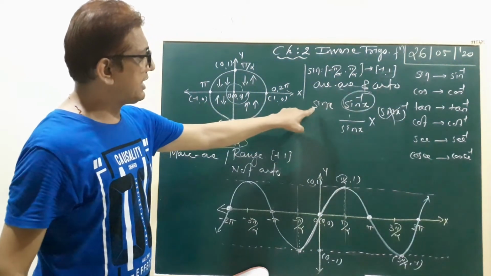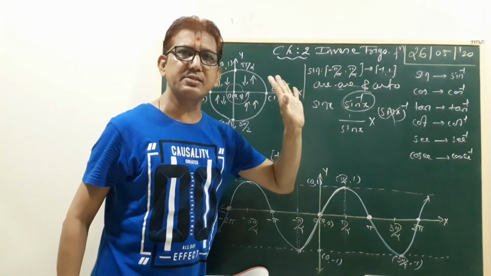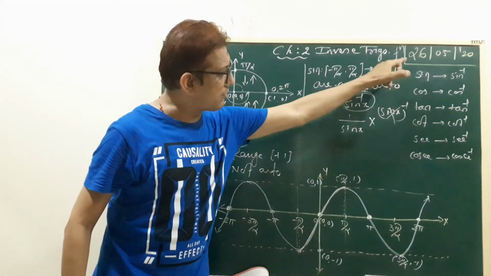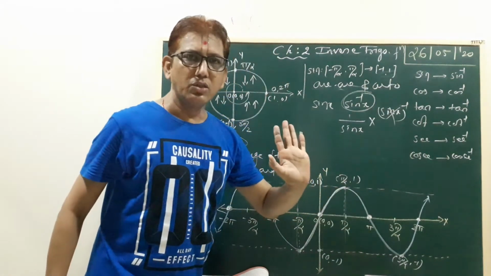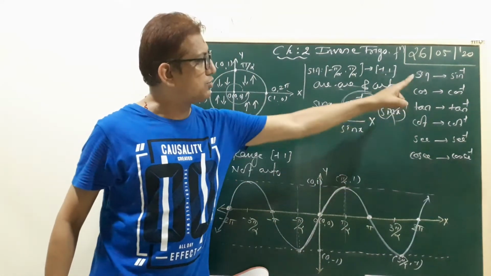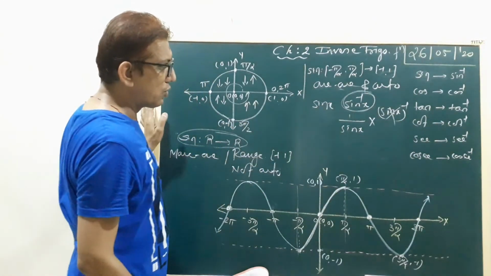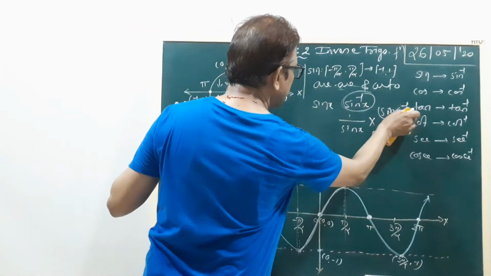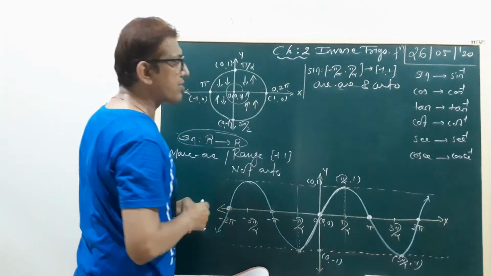Only this one. Sine x, its inverse function is sine inverse x. Cos x, its inverse is cos inverse x. Is that clear? For any one trigonometric function, its inverse is written this way. We cannot use any other symbol. Clear? Only this symbol we can use. Okay. Now we discuss its range, domain, codomain, etc.